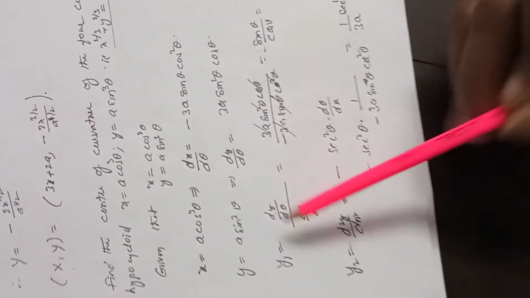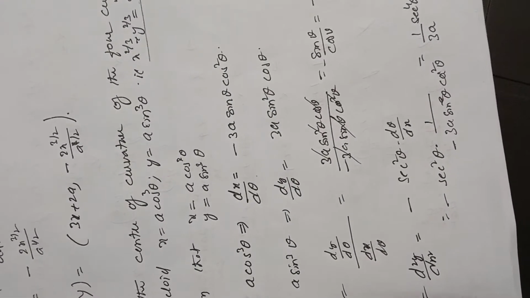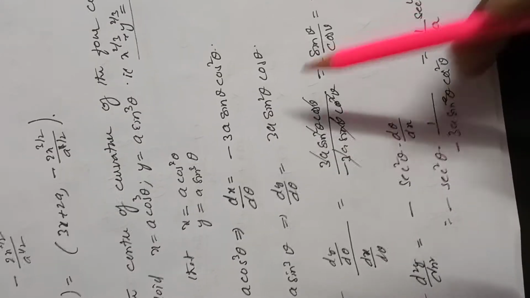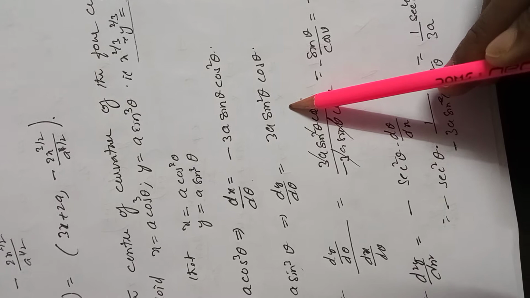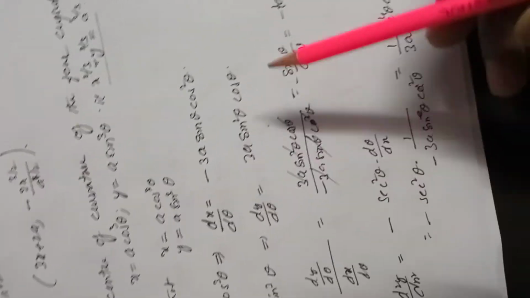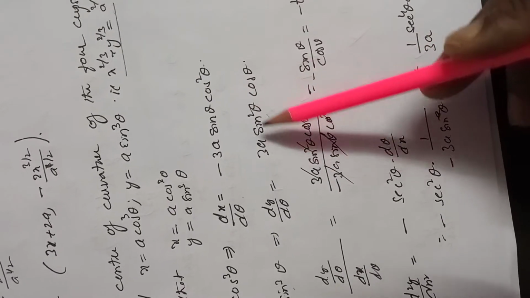Similarly, y is equal to a sin cube theta implies dy by d theta is equal to 3 sin square theta into differentiation of sin theta, which is cos theta. Therefore, 3a sin square theta into cos theta.